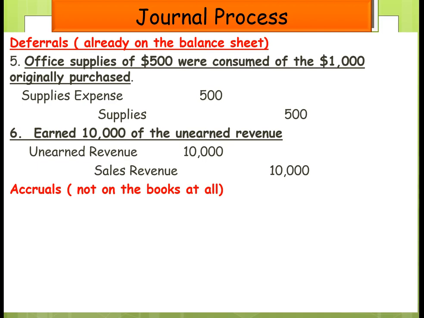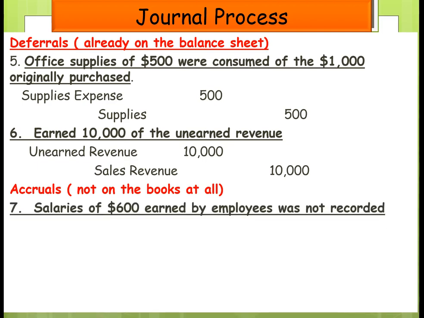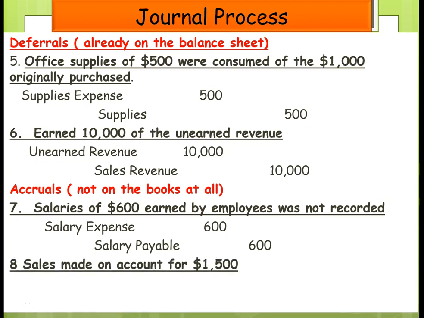Now accruals, these are not on the books at all. We had salaries of $600 earned by employees that was not recorded: salary expense and salary payable. So it would go on the income statement and it would go on the balance sheet. And then last, we had sales made on account for $1,500. It would be accounts receivable and sales revenue.